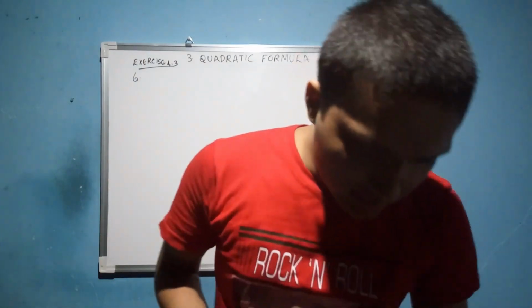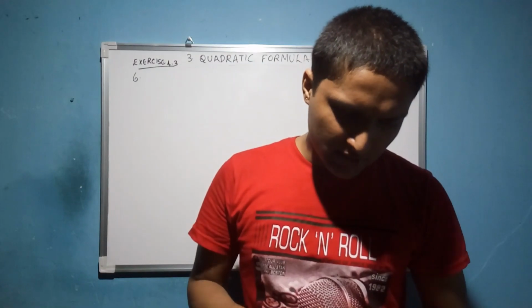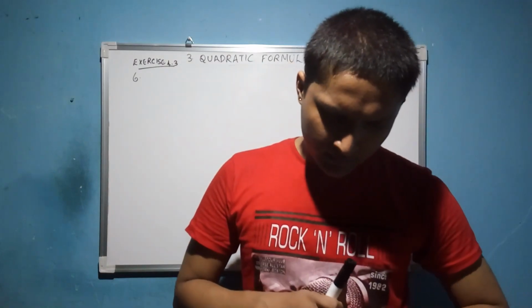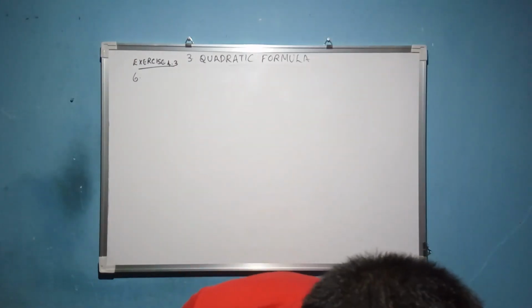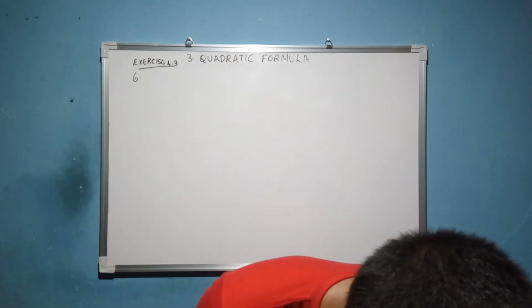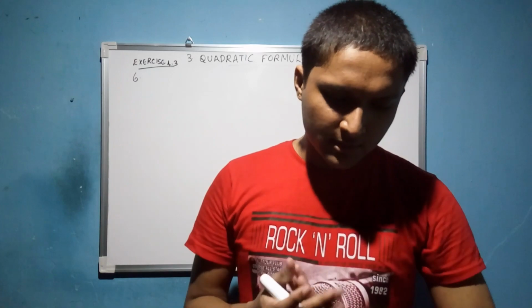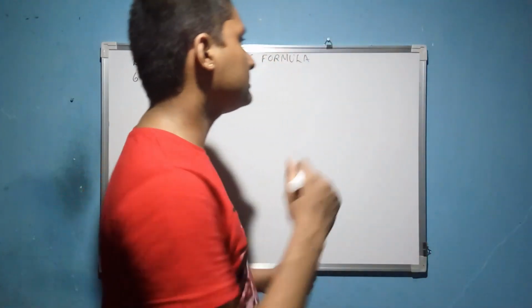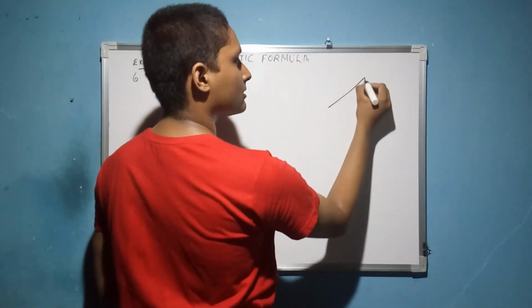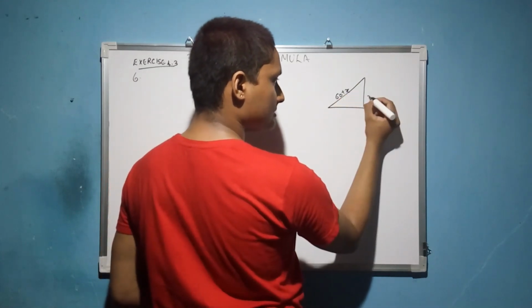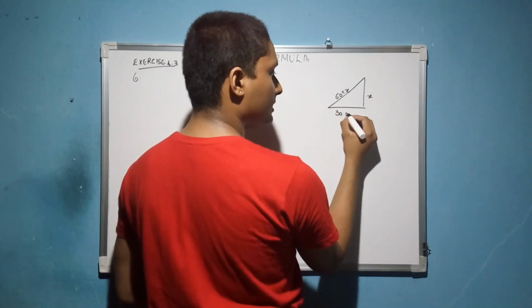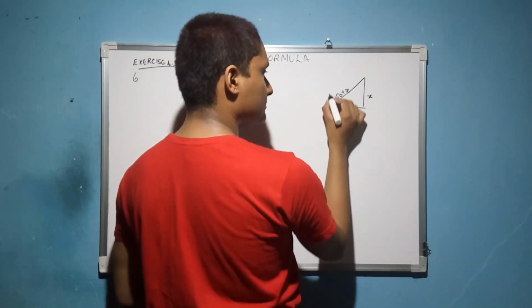The diagonal of a rectangular field is 60 meters more than the shorter side and is 30 meters more than the longer side. If the longer side is 30 meters more than the shorter side, find the sides of the field. Okay, first of all we need to find the sides of the field. It is given that the diagonal is 60 meters more than the shorter side. This is the shorter side, and the longer one is 30 meters more than this.